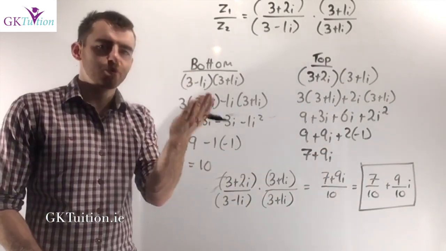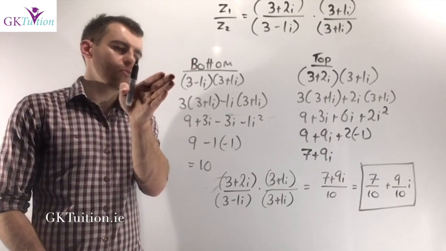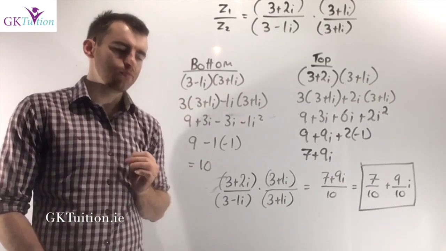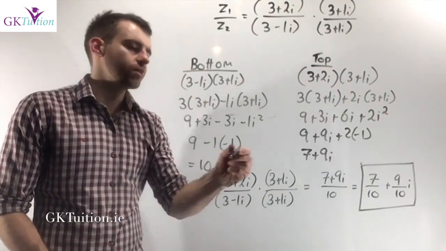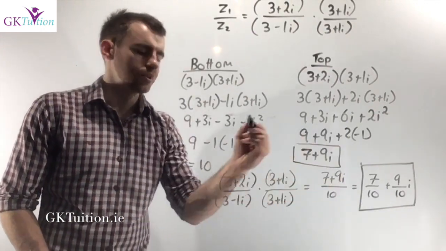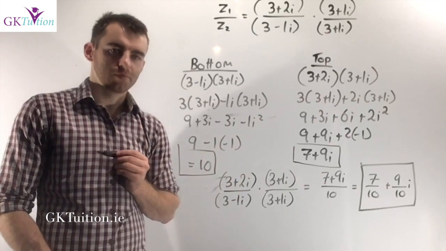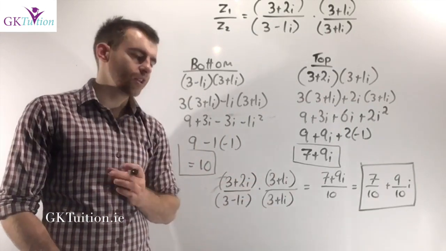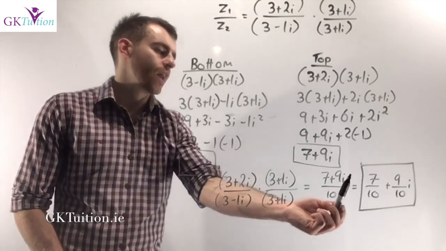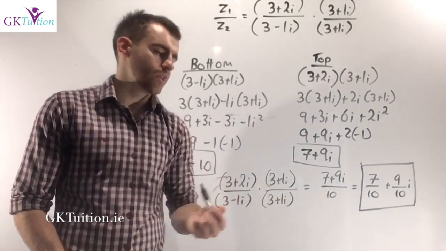The bottom, we've done it previously in this video. You multiply 3 minus 1i by its conjugate, 3 plus 1i. When you simplify it down, you end up with 10. In other words, the top of the fraction just ends up as 7 plus 9i, and the bottom of the fraction just ends up as 10. So I had this fraction multiplied by that fraction, simplified fully. The top is just 7 plus 9i, and the bottom is just 10.